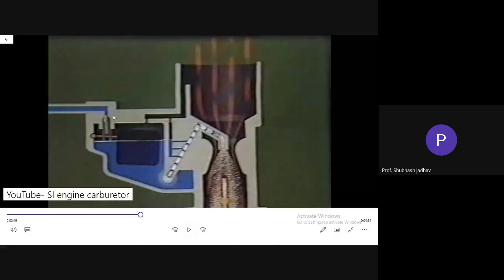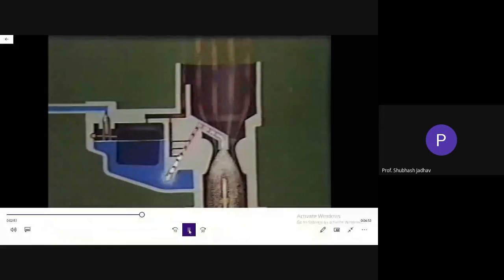Whatever is being discussed over here, we have not reached up to that. This particular needle valve is going out and in, and accordingly we want to bleed the air. We will be discussing this compensating jet system and all of that further. I will show this video once again later.